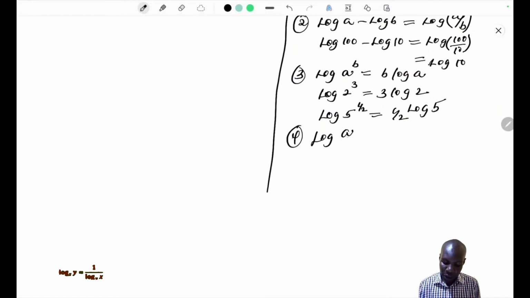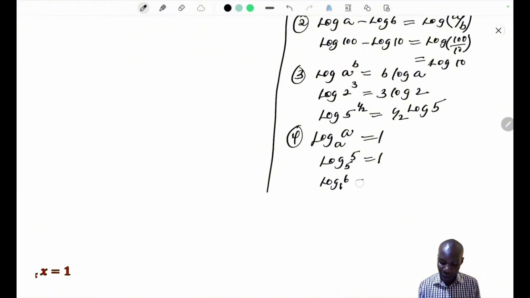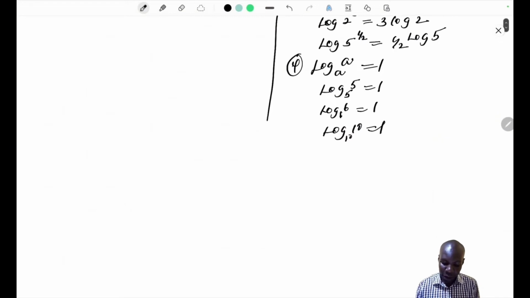Another law that we need to know, number 4, is that log of a number to its base is equal to 1. For example, if we have log of 5 to base 5, this is equal to 1. Log of 6 to base 6 is equal to 1. Log of 10 to base 10 gives you 1. So that is also another law that we need to know.